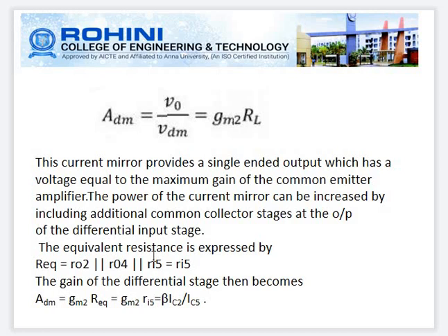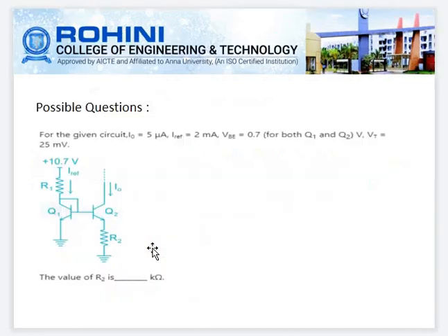This current mirror provides a single-ended output which has a voltage gain equal to the maximum gain of the common emitter amplifier. The power of the current mirror can be increased by including additional common collector stages at the output of the differential input stage. The equivalent resistance is a parallel combination of ro2, ro4 and ri5, which is approximately equal to ri5. The gain of the differential amplifier stage is ADM = gm2 times R equivalent, that is gm2 times ri5, equal to beta IC2 by IC5.